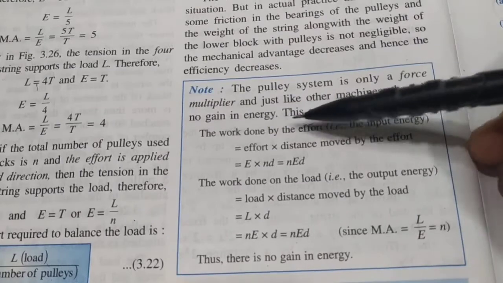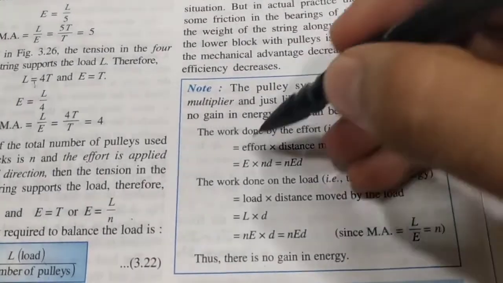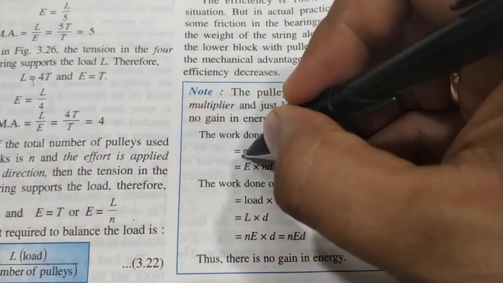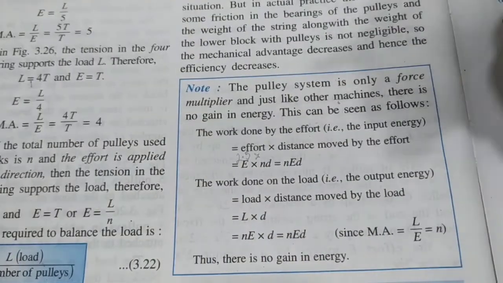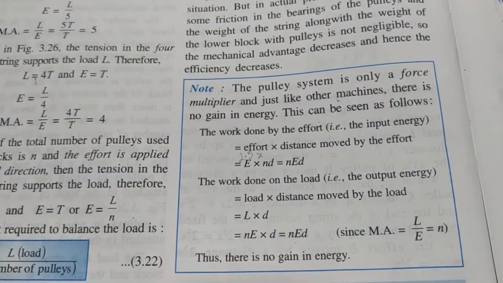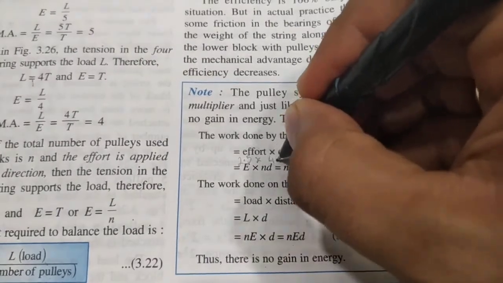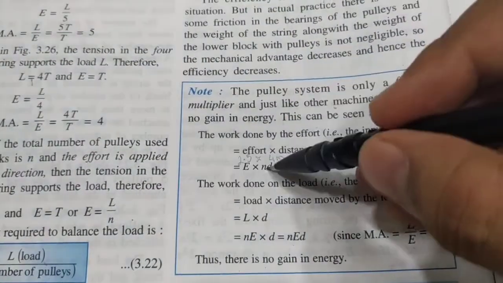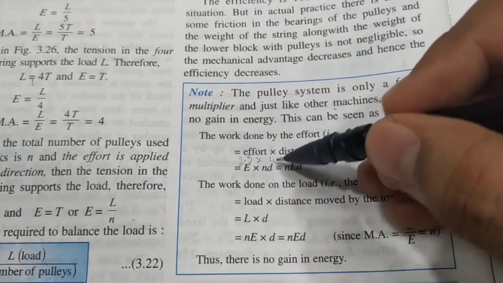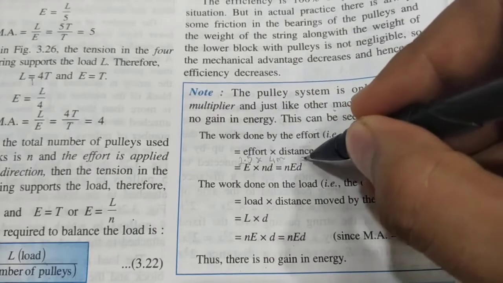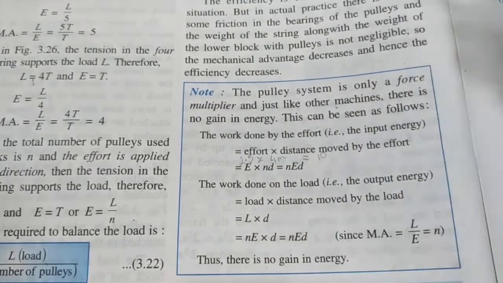What is the work done by the effort? Work done is effort into distance moved by the effort. Let the effort be, let's say, 2.5 kgf. And the displacement, let that be 4 meters. N is the number of pulleys, that's 4, and let the displacement of the load be 1 meter. So 4 into 1 is 4 meters. So total energy or work done is 4 into 2.5, 10 units.